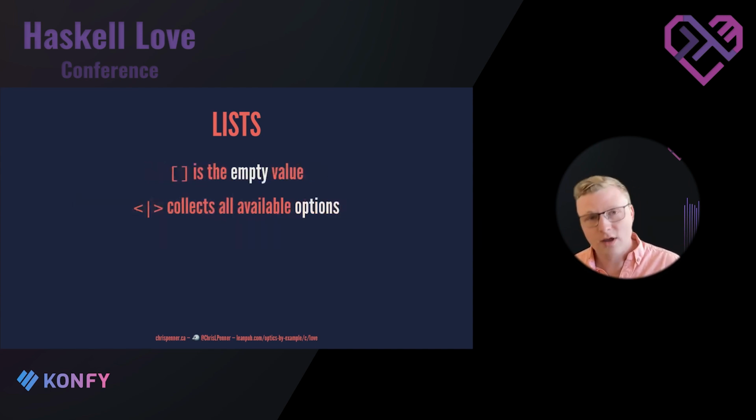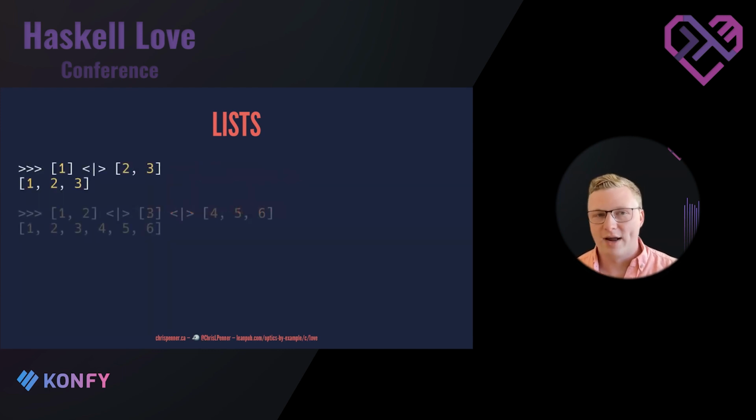So for lists, the list alternative, we've got this empty list here, which is the empty value, of course, and that's quite intuitive, right? The only list that we can have which could contain any possible type is going to be the empty list. And then we've got this or else operator, which collects all of the available options across many different computations. So this is what that looks like.